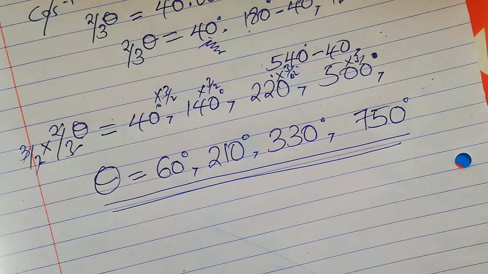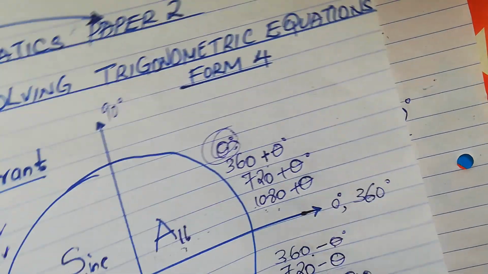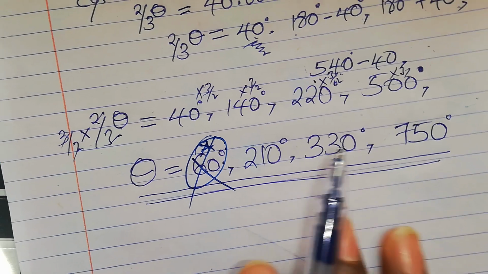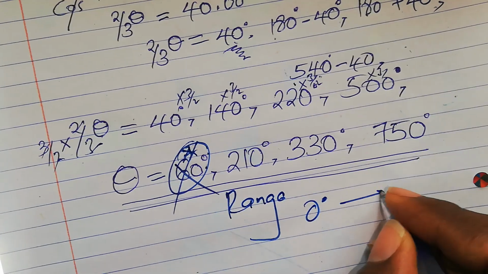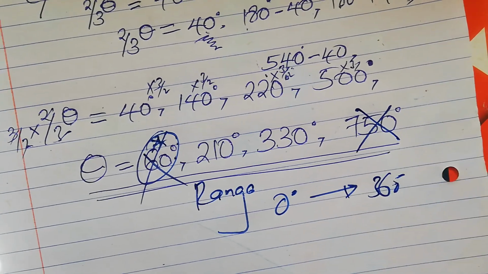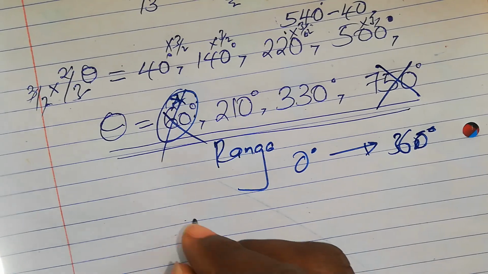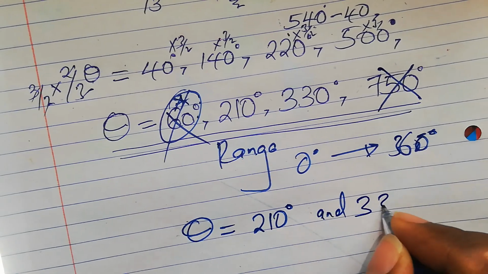We need angles that, number one, are in the right quadrant. For the right quadrant, the 60 degrees is not part, because it is in the first quadrant of all, and we are looking for these ones here. Second factor to consider, which ones are within the range? The range is from 0 degrees all the way to 360 degrees. So again, we disqualify 750. Why? It is more than what the range requires. So the solutions of theta are 210 degrees and 330 degrees.